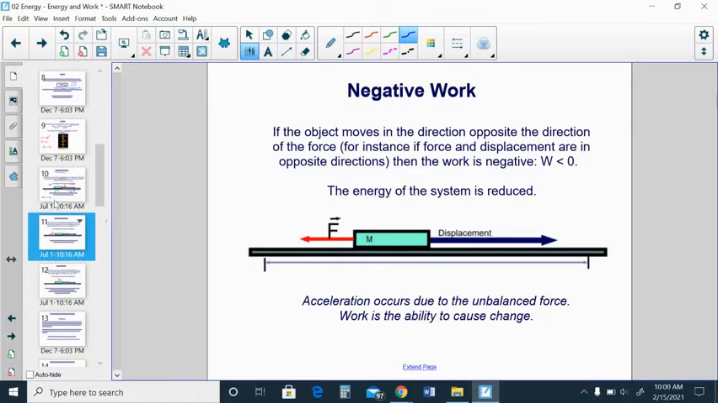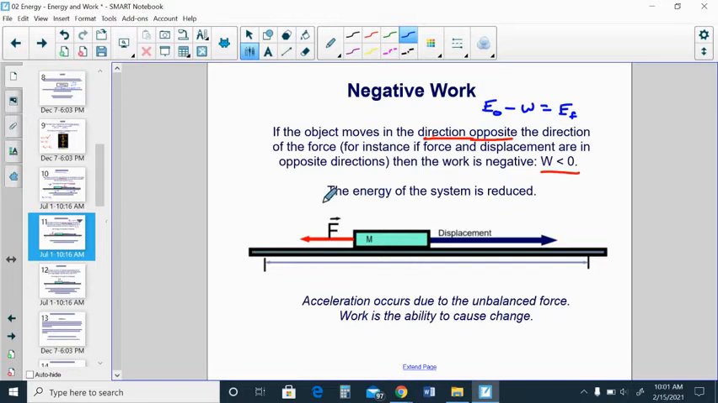Now the opposite here for negative work, what we have is the object is moving in a direction opposite the direction of the force. So if the force and displacement are in opposite directions, then the work will be negative. It's going to be less than 0. So to show you that in an equation, we have our initial energy minus, we have negative work being done. So that final energy is going to be less than the initial. We're taking energy away from the system through this outside work.